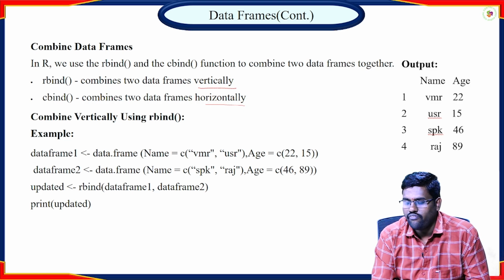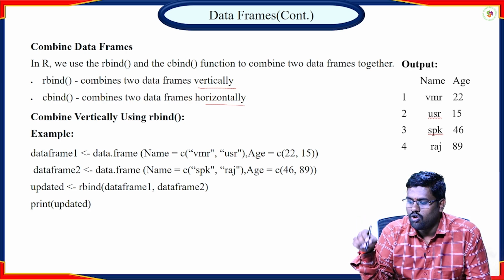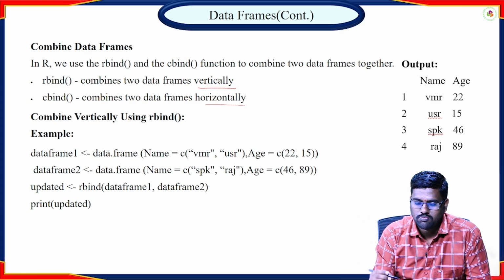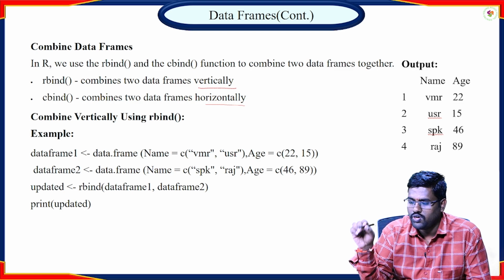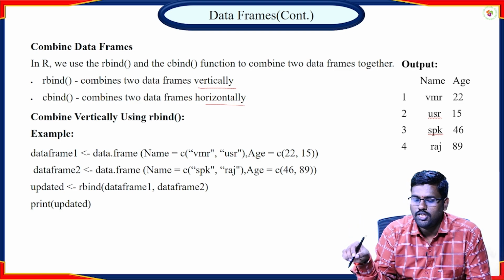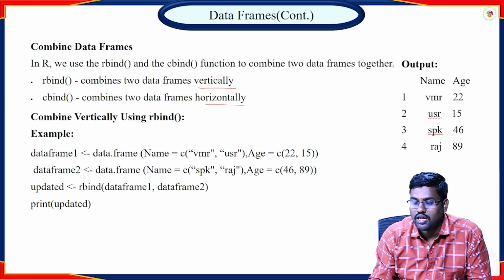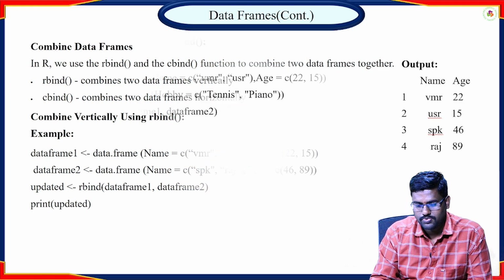So rbind, row bind, first values will be printed. First VMR USR and the age 22, 15. First one is over. Next SPK Raj and 46, 89. Continuously, the particular row wise the values will be displayed. First column finished and next vertically. So first VMR USR vertically and next 22 vertically, and next speaker vertically and next 4689 vertically, those values will be printed.